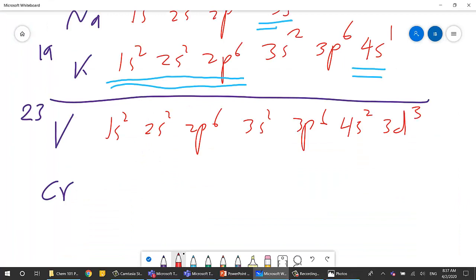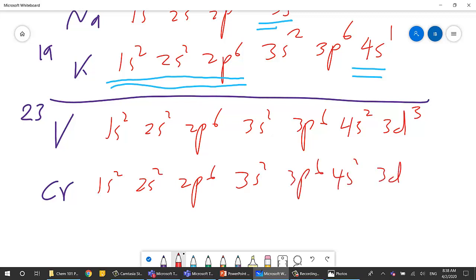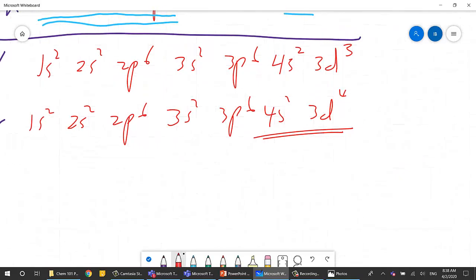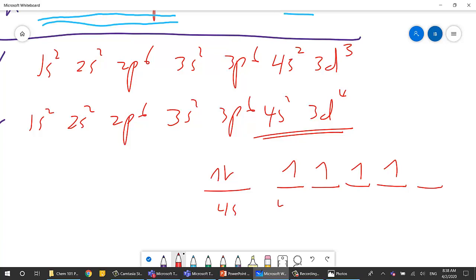For chromium, it's 1 electron more than vanadium, so it's the same thing: 1s2, 2s2, 2p6, 3s2, 3p6, 4s2, 3d4. But we have something interesting here, because this is called the valence shell. The last ones here are 4s2 and 3d. The 3d contains 5 orbitals. So this is the 4s orbital, and these are the 3d orbitals.